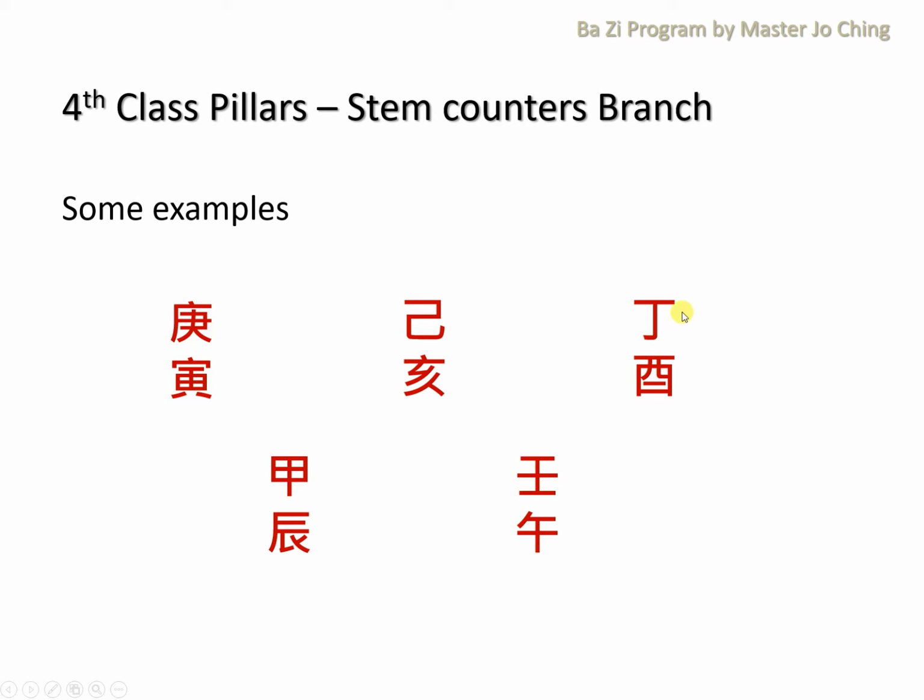Let's take a look at 丁酉, which is this year, 2017. The fire on top actually counters the metal below. So we have the stem countering the branch scenario. And this is again deemed as not so auspicious.